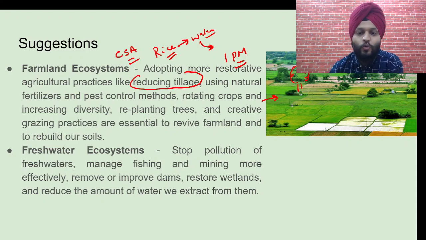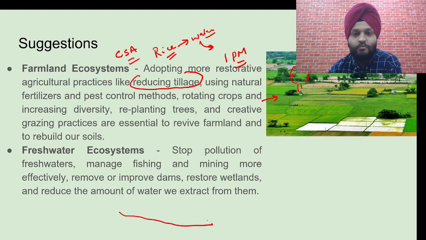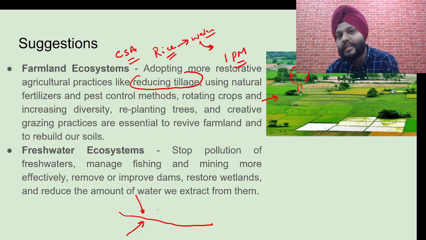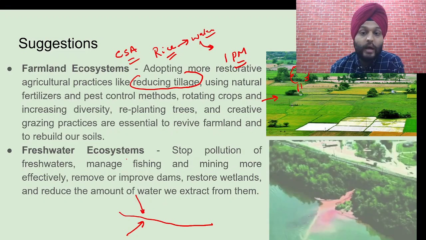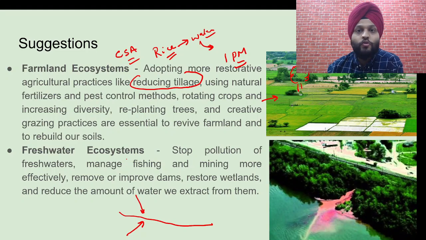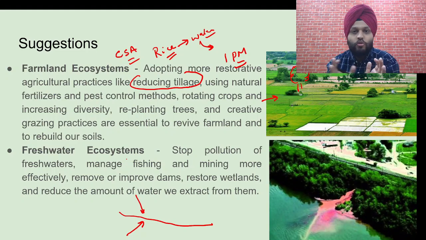So what we need to do is, let's say this is the Yamuna river that is flowing. We need to stop the flow of untreated sewerage. We need to treat the sewerage and then drain it to the water. So this needs to be rectified. We need to manage the fishing and mining activities. Mining activities again, the mines are there, and most of them are associated with rivers. They are close to rivers.